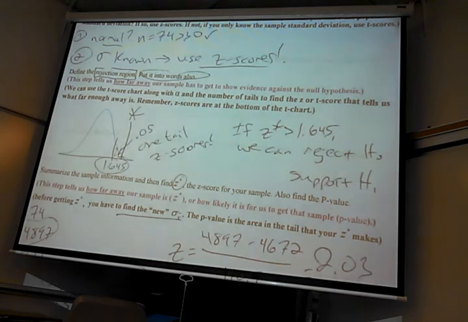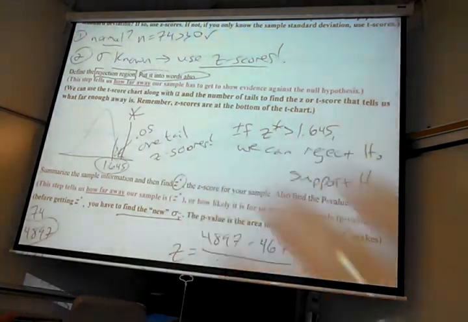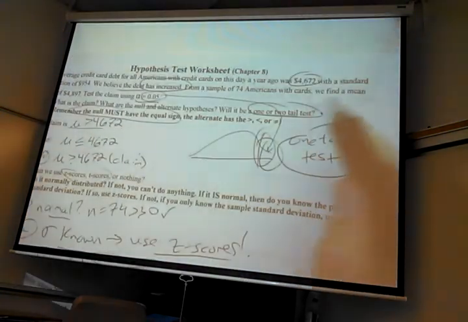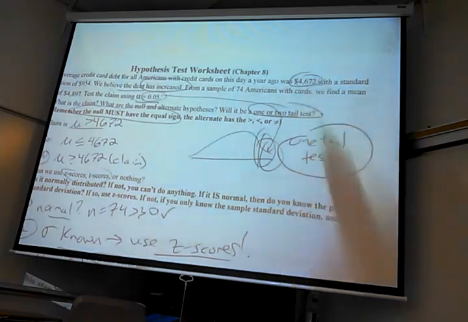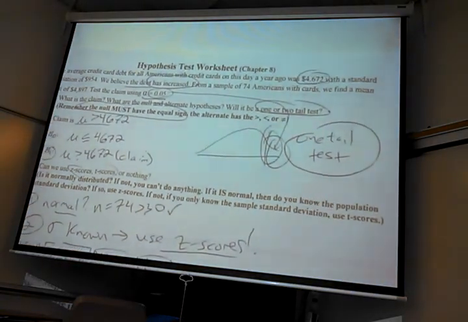So part C says acceptable evidence that your sample is unusual compared to what the mean should be is a z-score of more than 1.645. We got a z-score of 2.03. It's more than two steps away. So either way you look at it, that's unusual. That's evidence that there's something weird about this sample. And in this case, we're just trying to show that this year has increased from that year. And that's what we just showed.